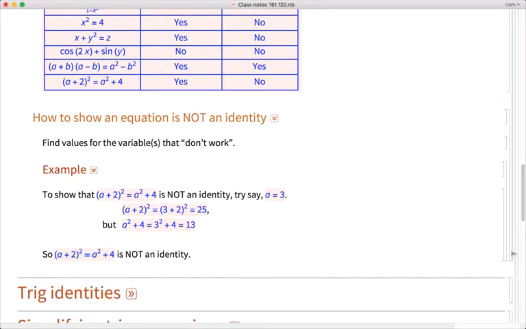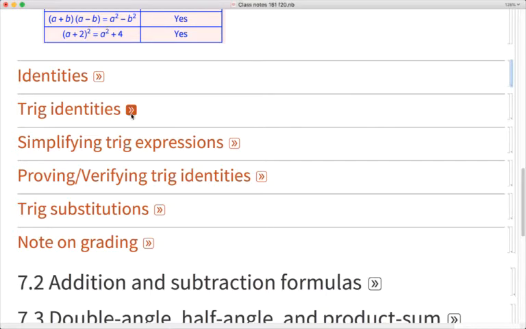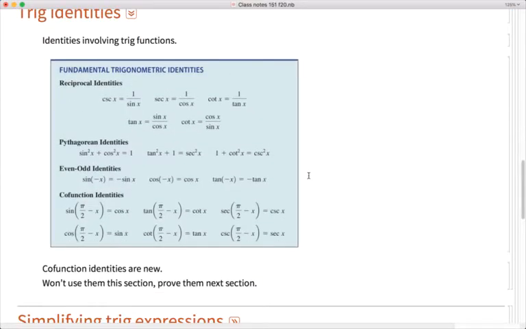Okay, so this section is about looking at trigonometric identities. And we've seen most of these before. These are identities, that is equations that are true for all values of the variable. And they involve trigonometric functions. So this grouping here, the reciprocal identities, sometimes we view these as simply definitions for secant and tangent. These are the ones that we use most commonly.